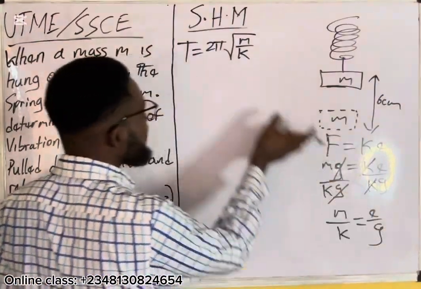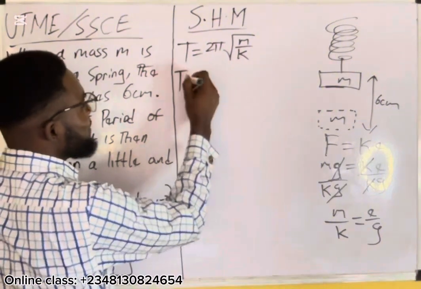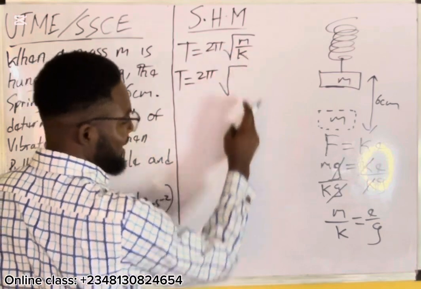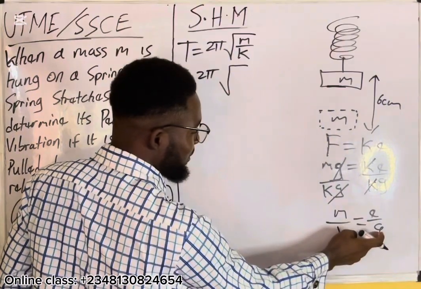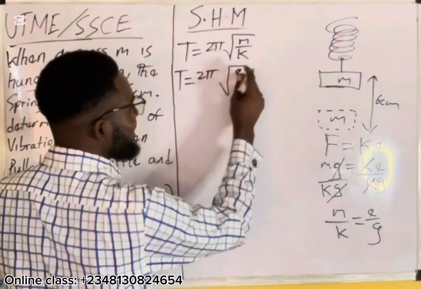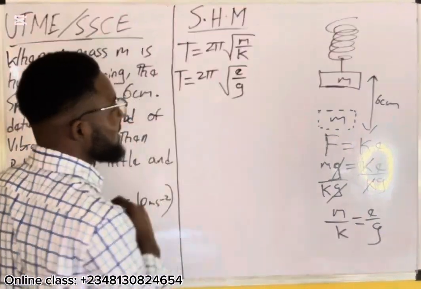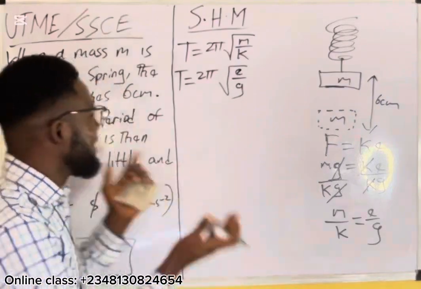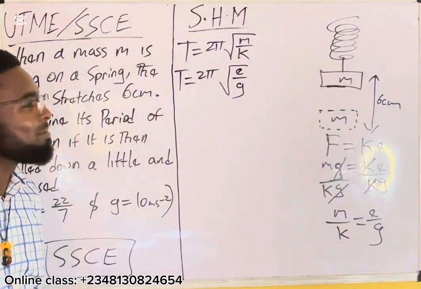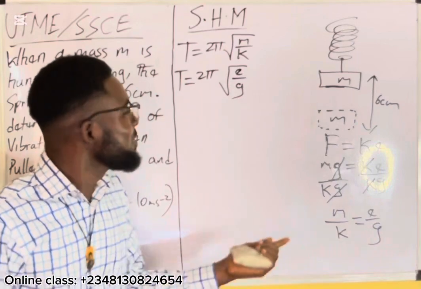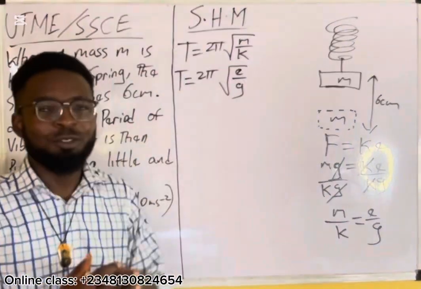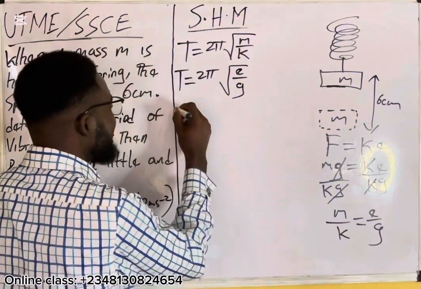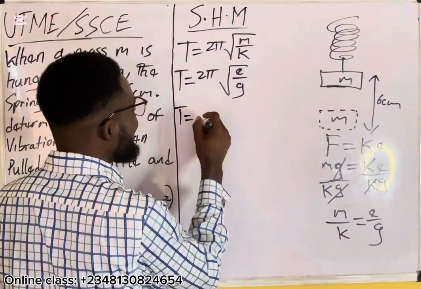So we just substitute it right here. So the period is equal to 2 pi square root, and instead of M over K it is E over G. So this is E, which is the extension, over G. Ladies and gentlemen, this is the equation we need for this question. The next step is to substitute values and solve. Finish. No need for more.